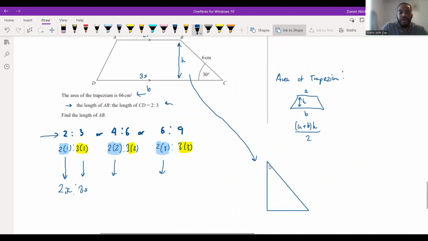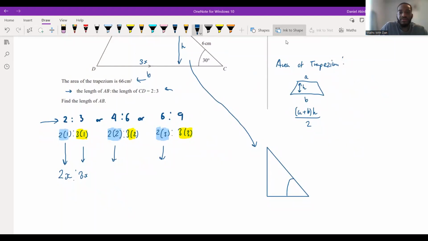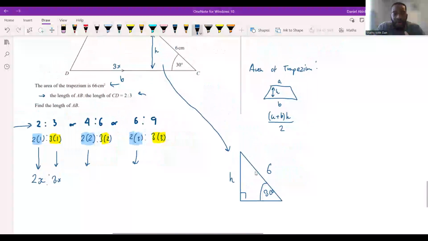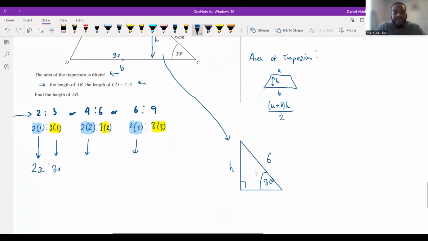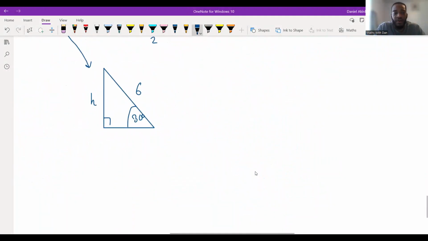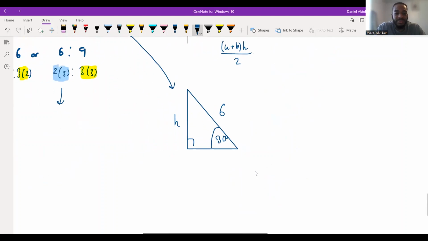So like that. Okay. This is 30 degrees. This is 30 degrees. This is 6 centimeters. This is a right angle, clearly, and this is H. I need to figure out what H is, not an expression, because we could figure it out. How do we do this, guys?